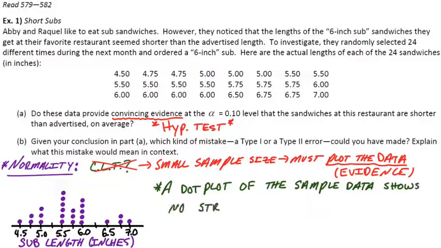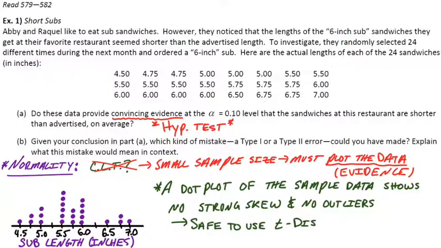So when we summarize this, we take our evidence here, we made a dot plot. So now we can say the sample data really doesn't have any strong skew, and it doesn't have any outliers. So, it doesn't really offend us. So we're going to go ahead and trust that it came from normal parents. In this case, it's going to be safe for us to use the t-distribution. So this thing passes the test. No strong skew, no outliers. We're going to go ahead and say it's safe to use the t-distribution in the next step.